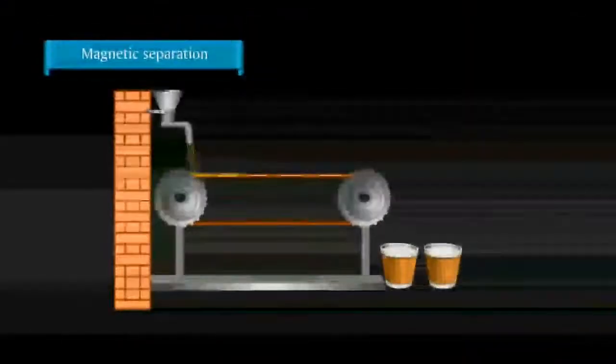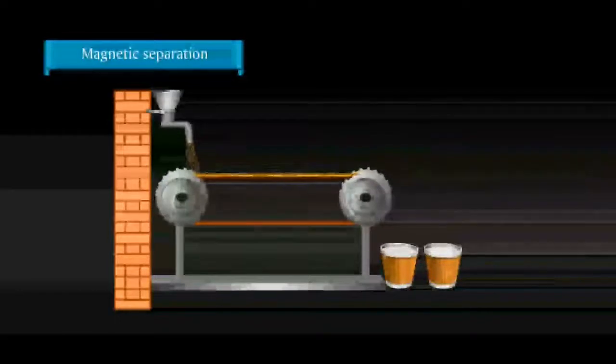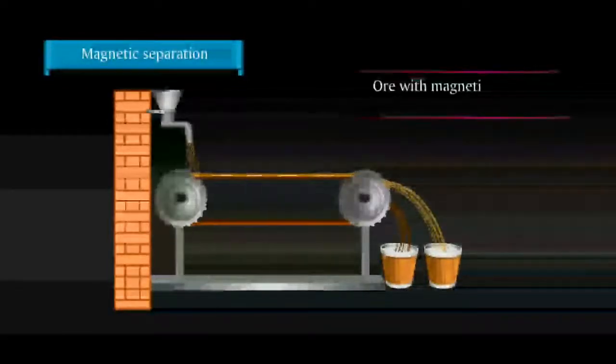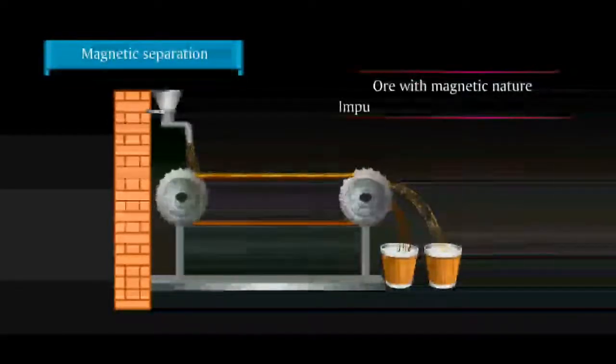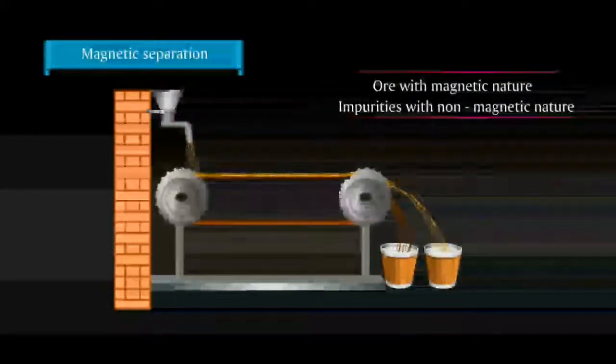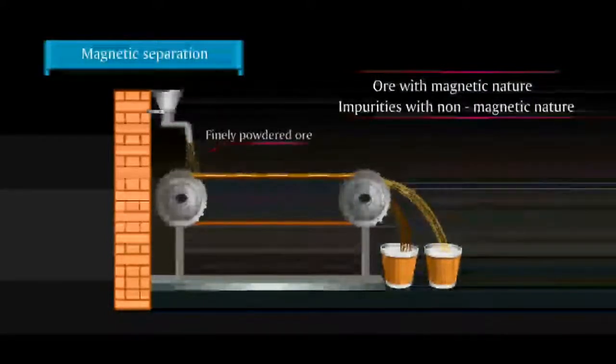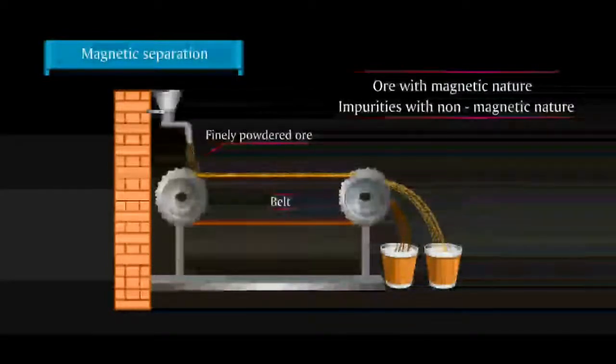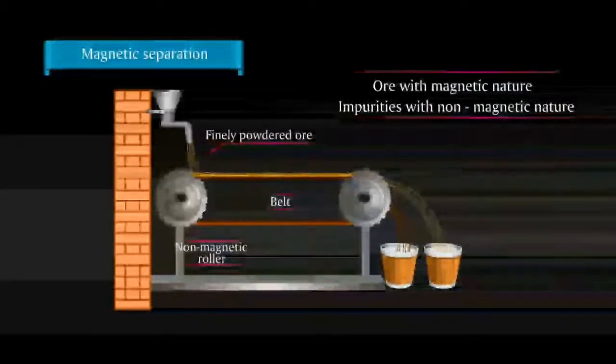Magnetic separation. This method is used to concentrate the ore with magnetic nature when the impurities are non-magnetic, or vice versa. The powdered ore is dropped over the belt on the side of the non-magnetic roller.